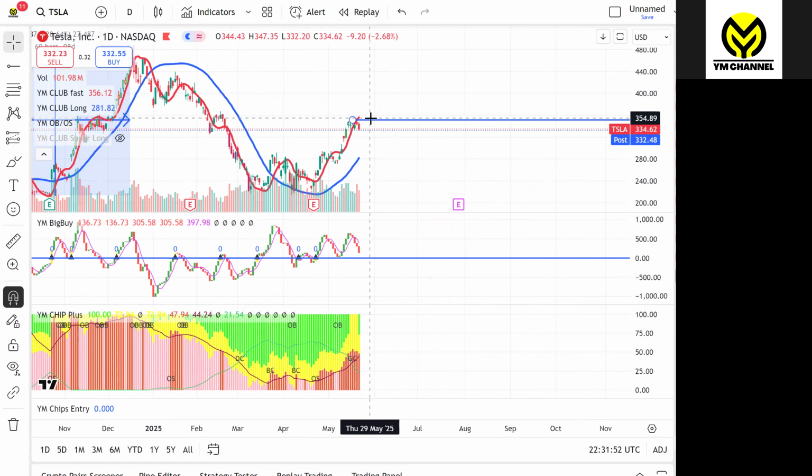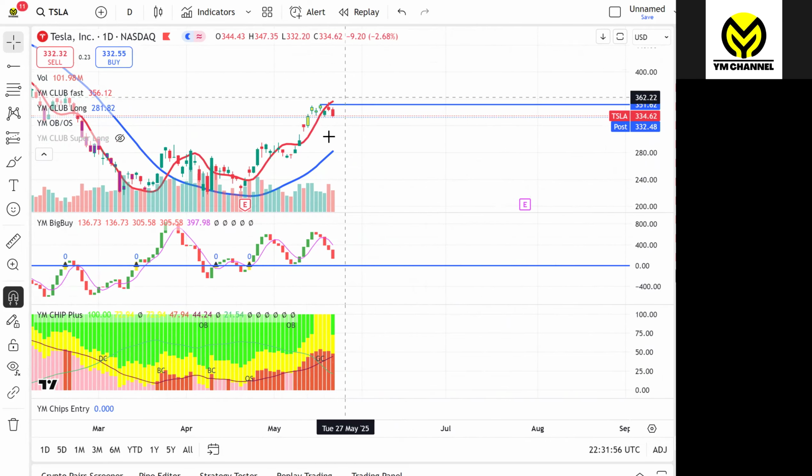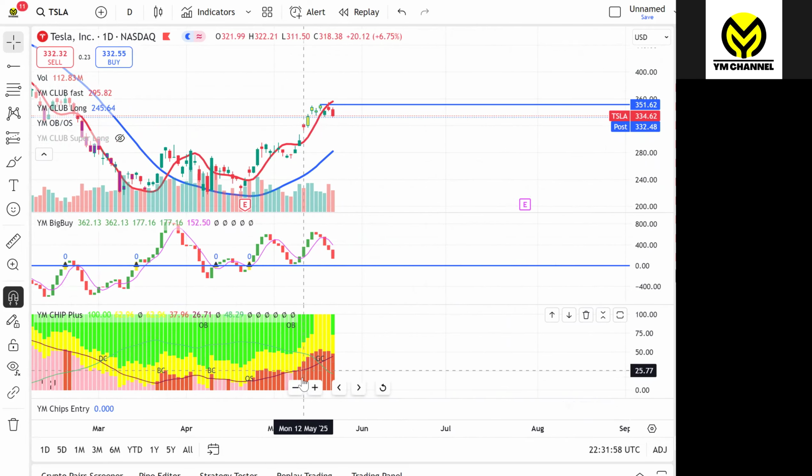So you see everything is consistent: the data about the trend, the indicator, and also the fund movement.